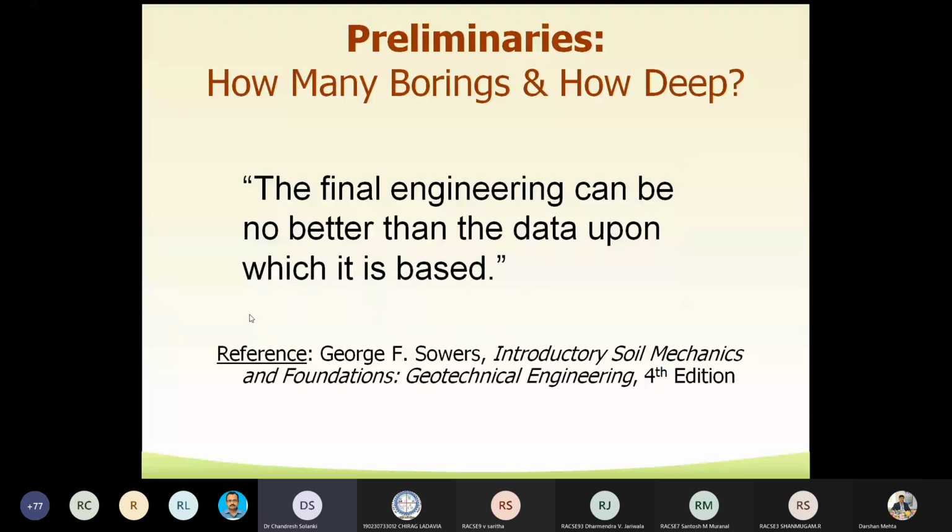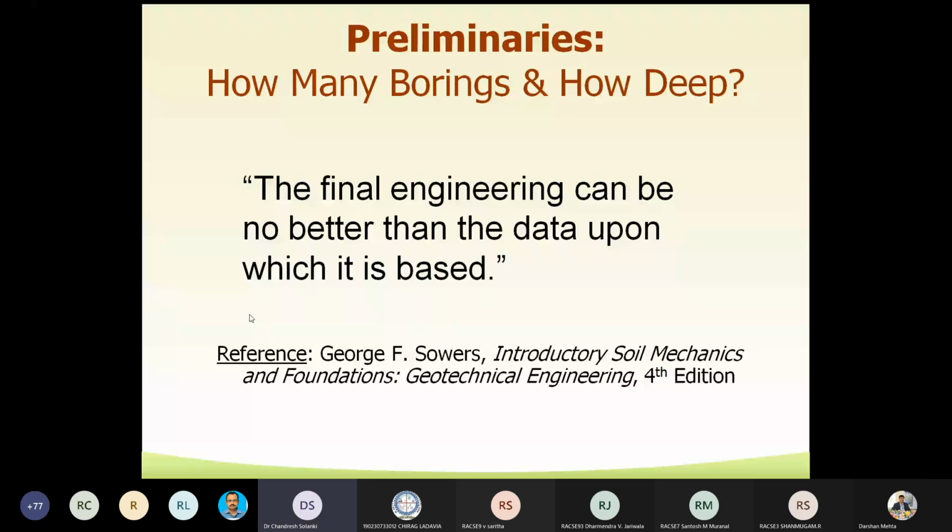How many borings and how deep you will have to go? This indicates that the final engineering can be no better than the data upon which it is based. Sometimes, some civil engineers use the geotechnical investigation report of nearby sites, and they take the bearing capacity and design the foundation. But it is not preferable to use the geotechnical investigation report of nearby sites, as you should have your own data. It may be beneficial in both ways.